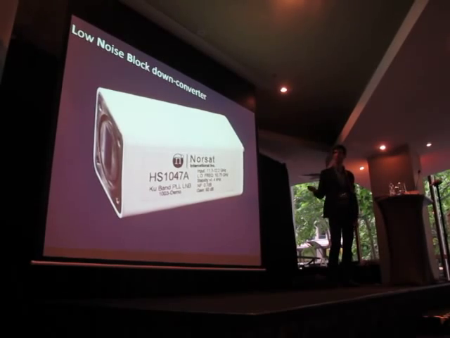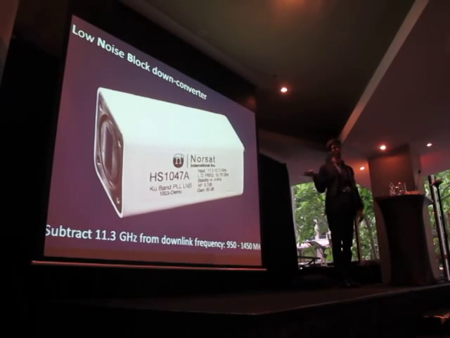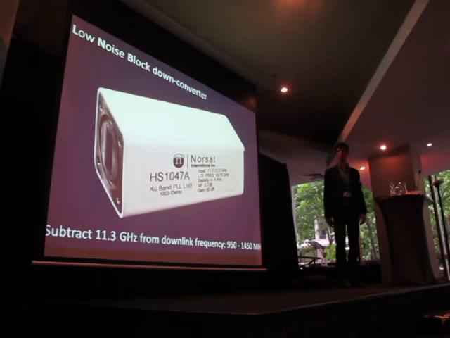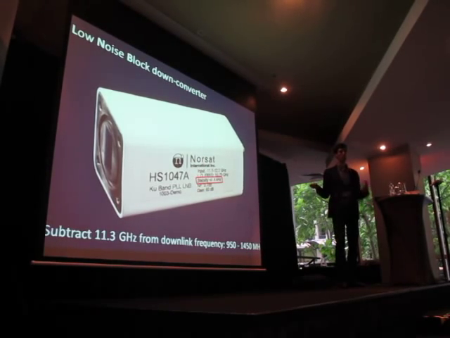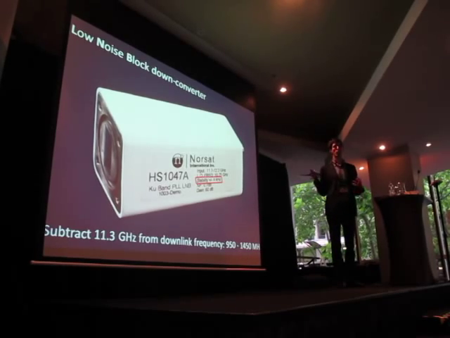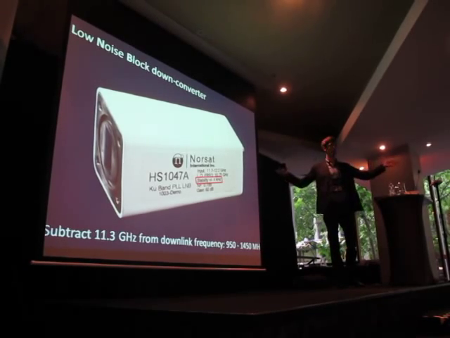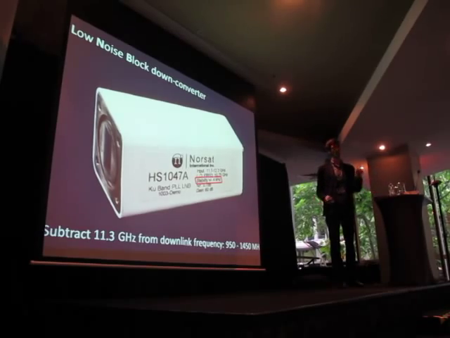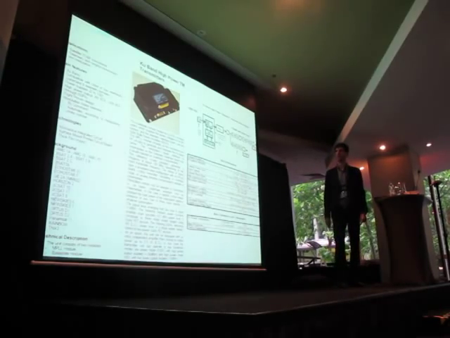This is an LNB, it's actually a really good one. Whatever frequency you have, you subtract 11.3, and the point is it's really high stability. Cheap ones you get on the roof, they're not that stable. But that's okay, because TV is a very wide signal. If you're looking at narrow stuff, you need high stability.